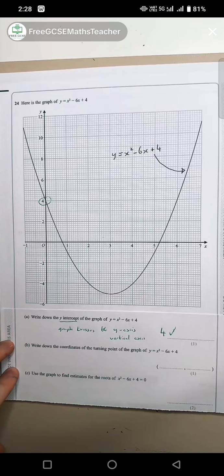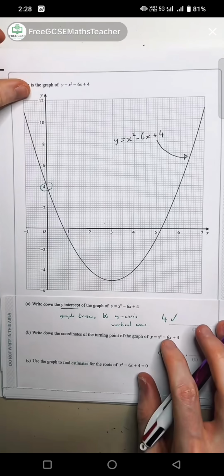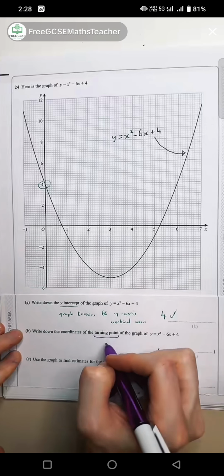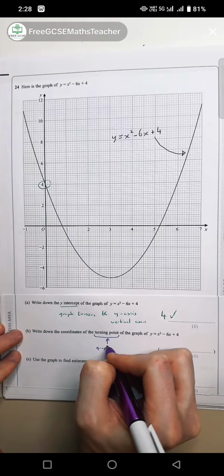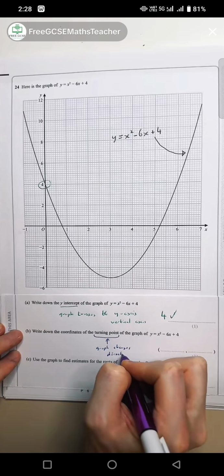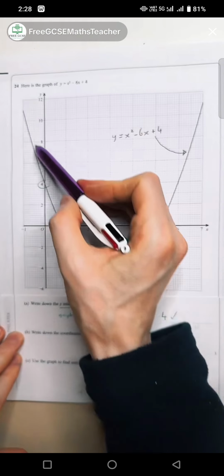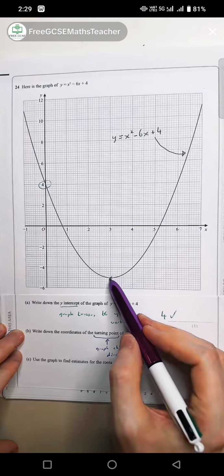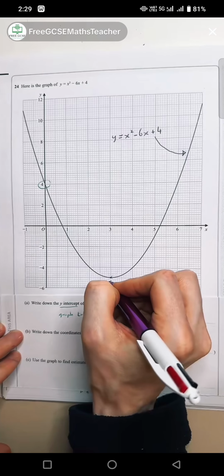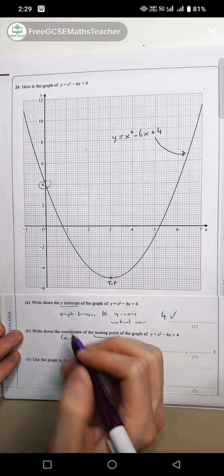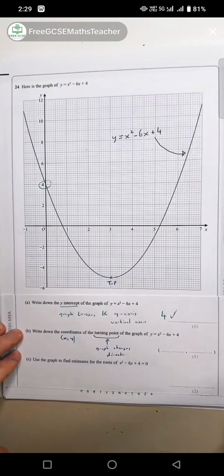The next one, part B, don't know if you can see it. So part B, it says write down the coordinates of the turning point. So in the chat, the turning point is where the graph changes direction. So if you think about here, it's coming down, and at this point here it decides, oh, do you know what, I'm going to go up. It goes up, or comes down, and then at this point it decides to go up here. That's what we call the turning point, so TP for short. And it says give the coordinates. A coordinate is always given as x, y. You go along the corridor, up or down the stairs.